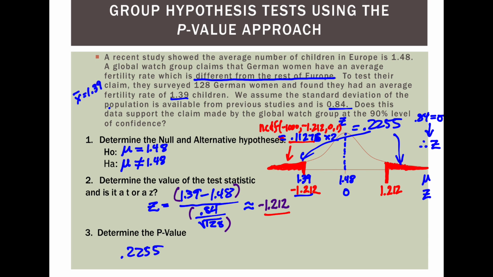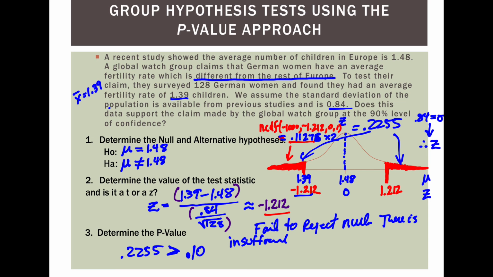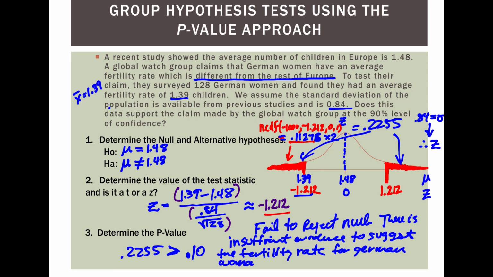0.2255 is greater in this case than my significance level, which, since we're at a 90% level of confidence, is 10%. This is greater than that, and so our conclusion is to fail to reject the null hypothesis. There is insufficient evidence to suggest the fertility rate for German women is different than 1.48.